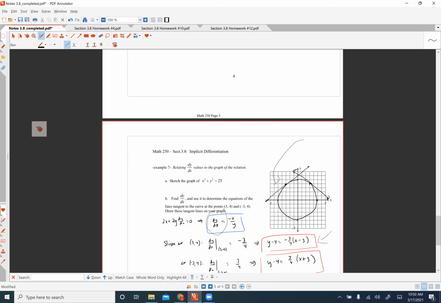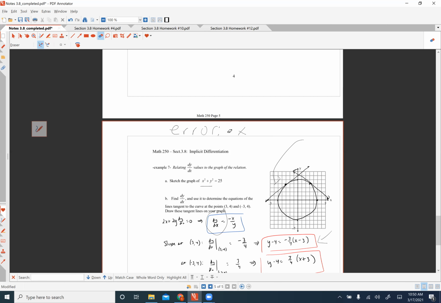But I see a lot of students forgetting to go dy dx. So this would be an error. I'm going to try to draw on the screen here. So I want to take the derivative of the left side. And what I've seen some students do is go 2x.